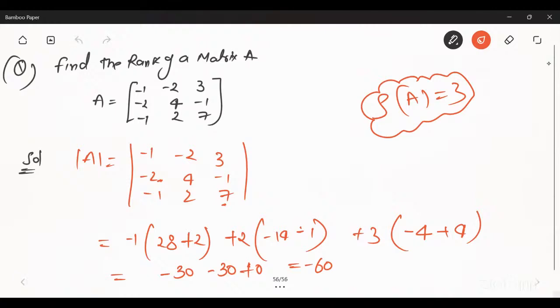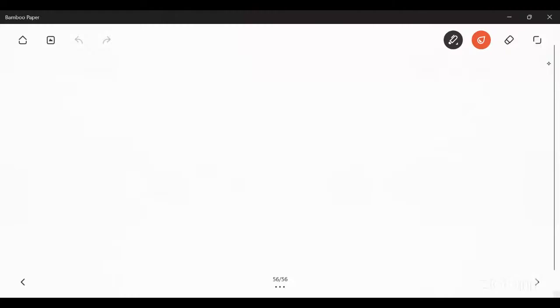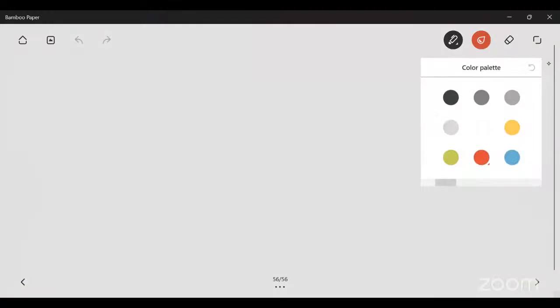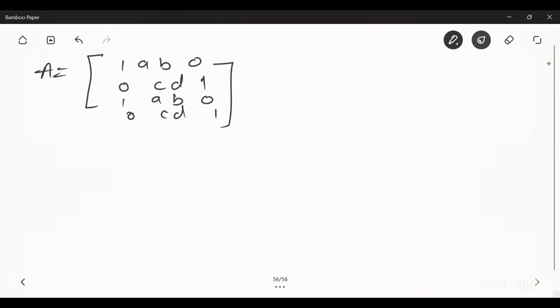Now the next question is to solve by Euclidean form. That was your first form, which is known as the determinant form. Now the second one is your Euclidean form. Euclidean form is, suppose you have a matrix A equal to 1 A B 0, 0 C D 1, and 1 A B 0 and 0 C D 1. Euclidean form.